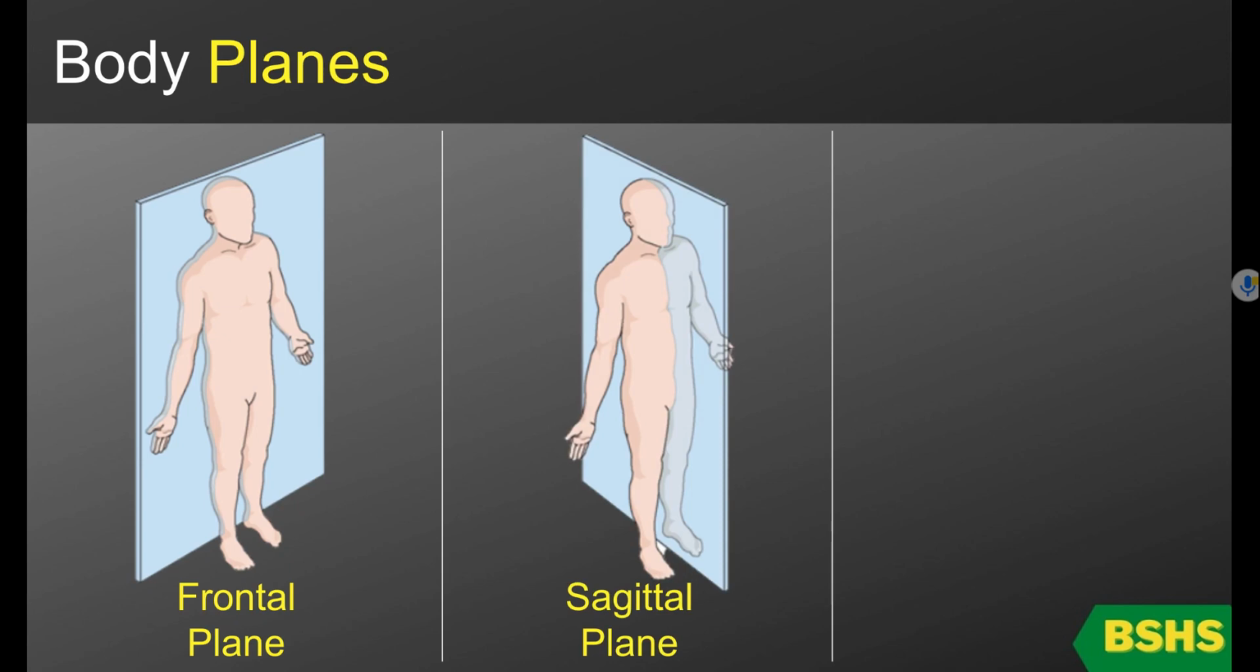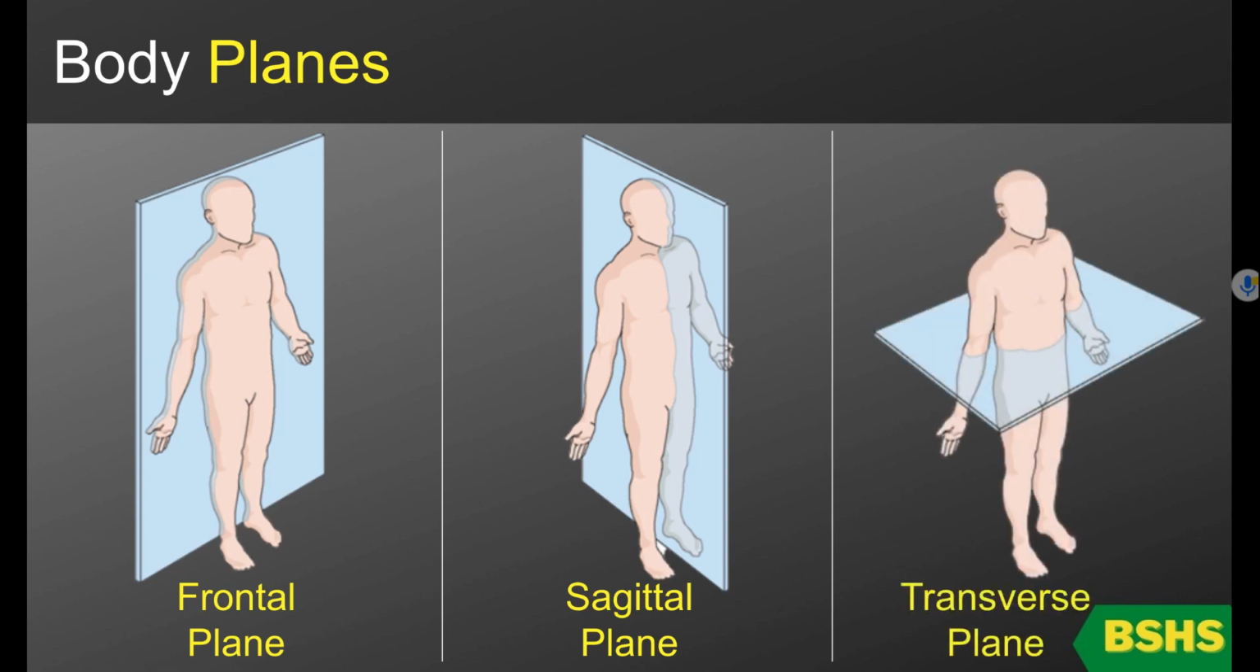If the plane divides the body into two equal halves, as shown in the picture here, it's a unique type of sagittal plane called the mid-sagittal plane because it goes directly down the middle of the body. The third is the transverse plane. It divides the body into superior and inferior sections. Think upper and lower. Now, understanding planes of the body is essential to be able to interpret medical images such as ultrasounds, CT scans, and MRI scans.